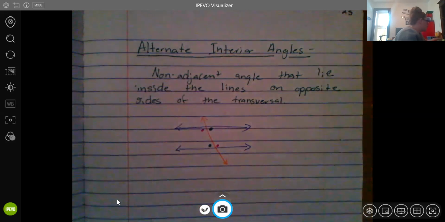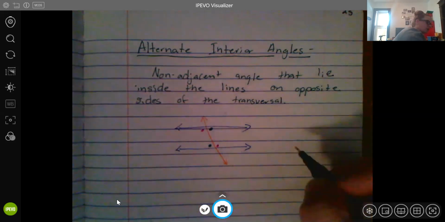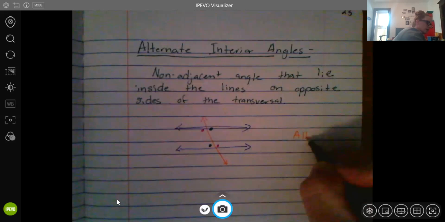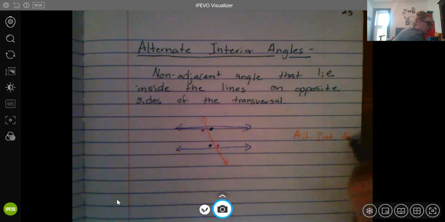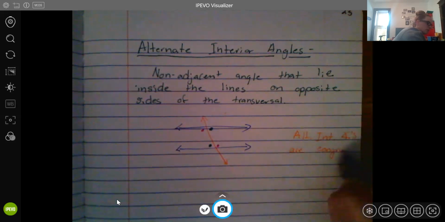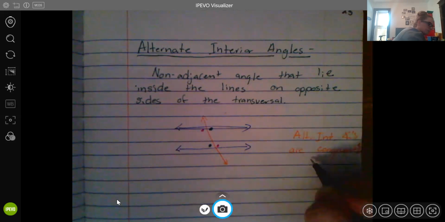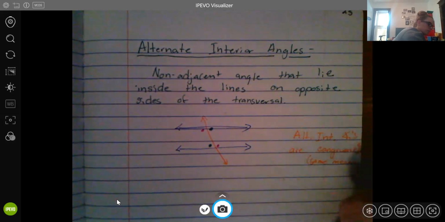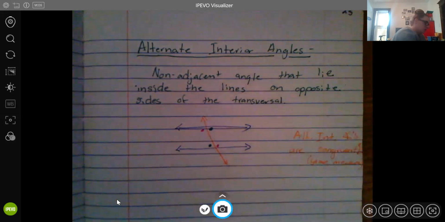All right, so we can say alternate interior angles, and I'm just going to shorthand that, are congruent. So remember, congruent means that they have the same measure. All right, so let's go ahead and jot ourselves an example. I'm going to slide my paper up.